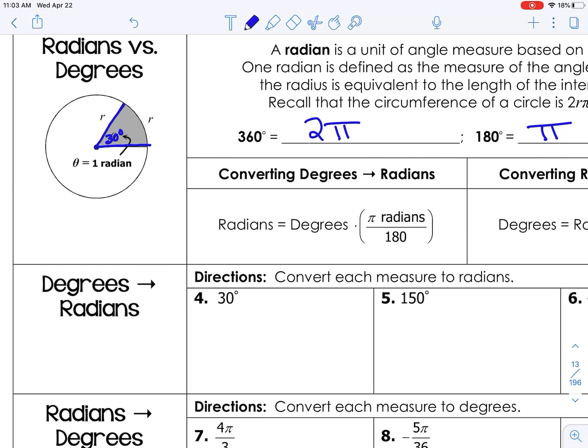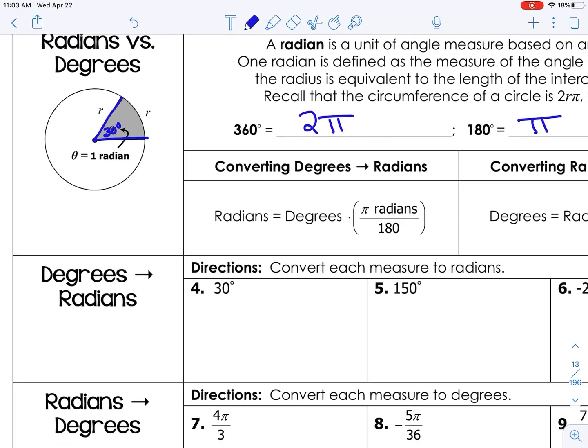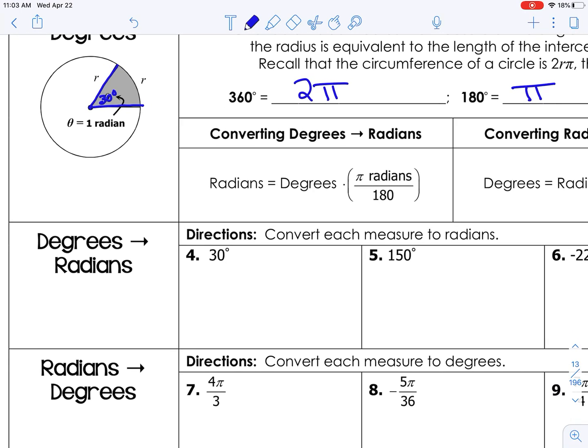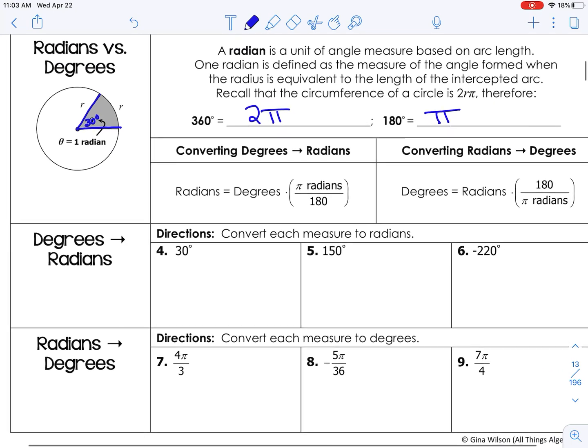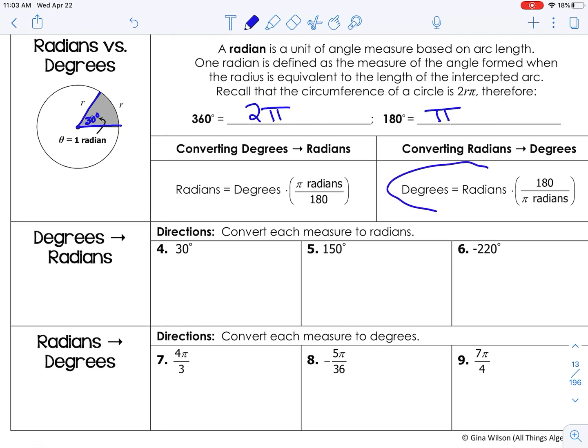Now, we want to know what that is in radians. In other words, we want to know what portion of the circle that is. There's a little more to it, but that's a big part of what radians are actually about. So let's use the formula and then make sense of our answer. So I see here degrees is equal to radians times 180 over pi. Let's just do it and see what we get.